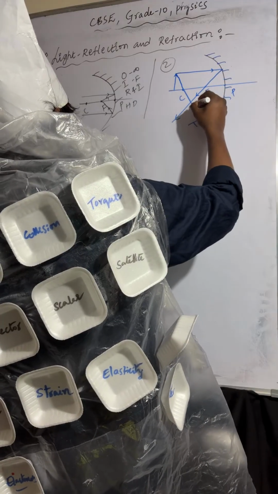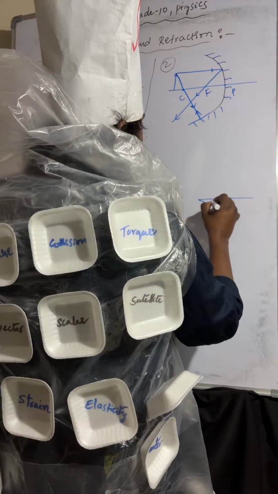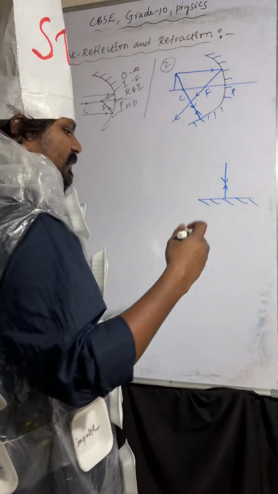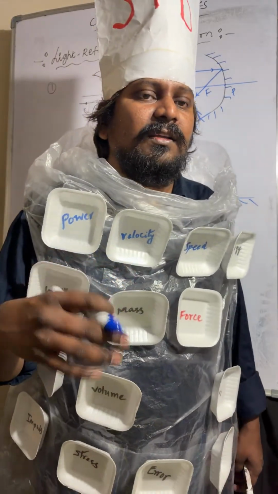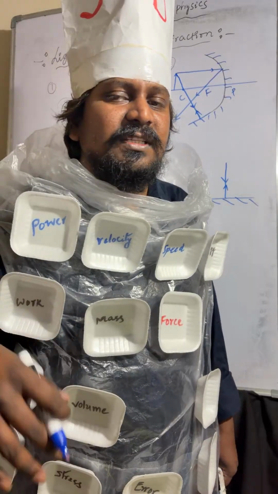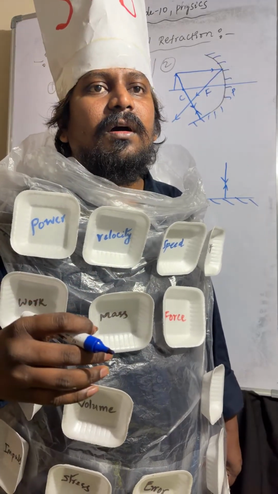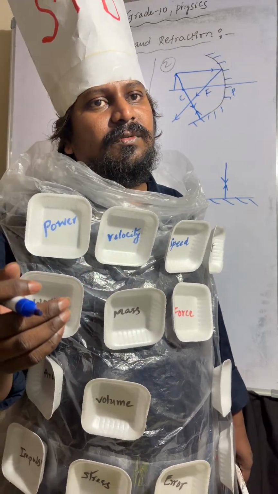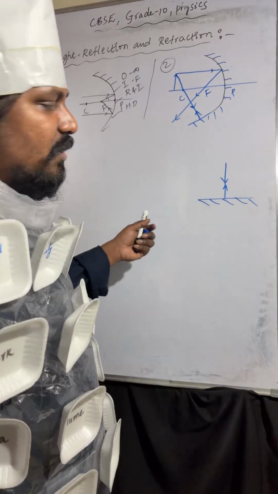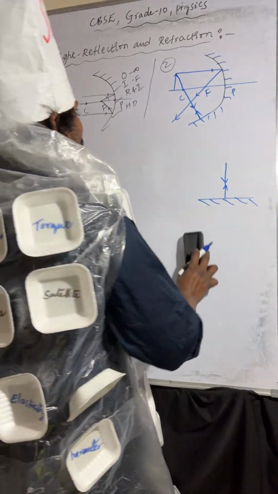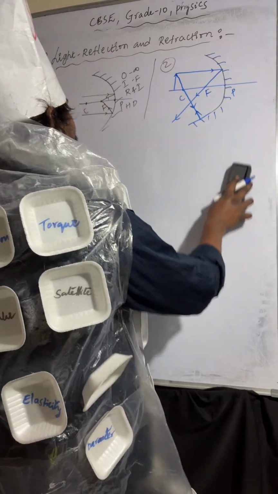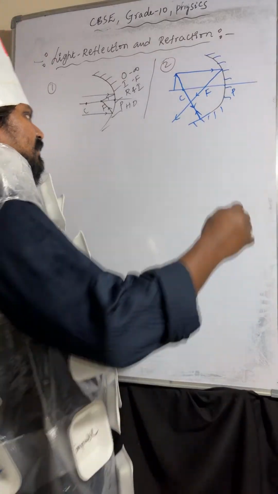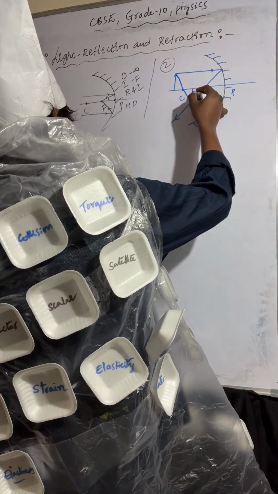Now you can observe, as I mentioned earlier, when light is passing along the normal line, what happens? It reflects back, it retraces its original path. It moves in the same direction, the way it came. Here also, when a light ray is passing through the center of curvature, it retraces and reflects back in the same direction.